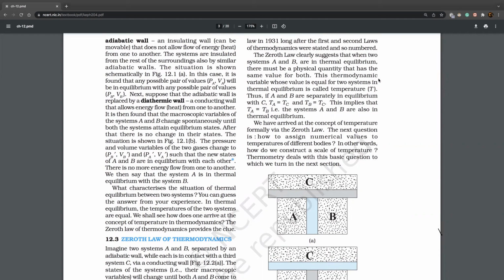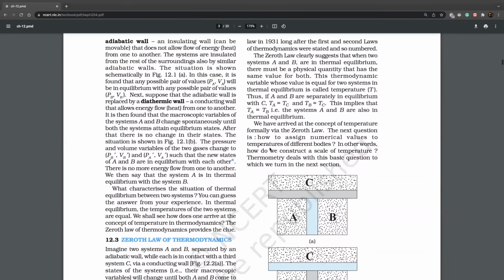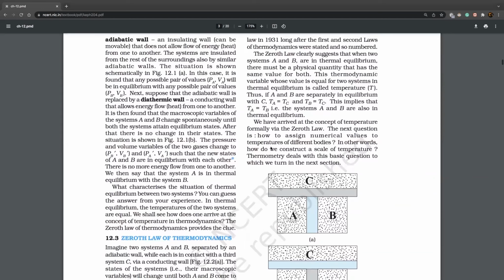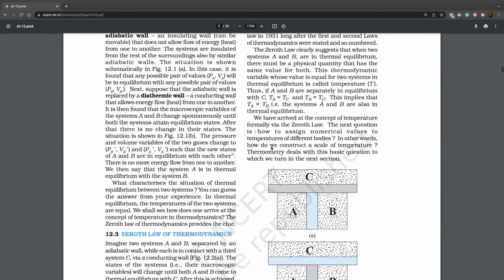In A and B, I used all the variables, but like we saw, temperature of A is equal to temperature of C, and temperature of B is equal to temperature of C. So that will imply that temperature of A is equal to temperature of B, similar to what I used with just the variables. Instead of using just temperature, I used all the variables. So again, this is just explaining the zeroth law.